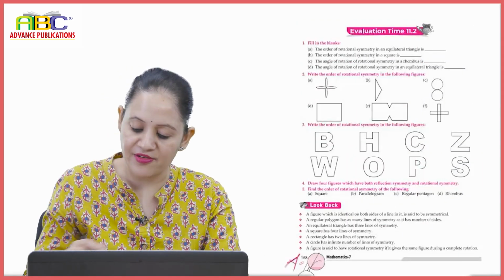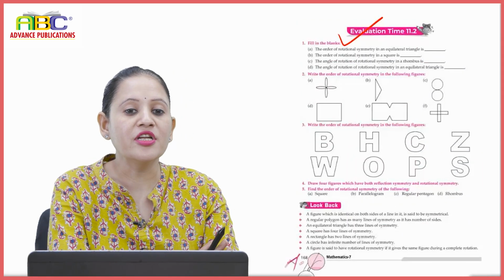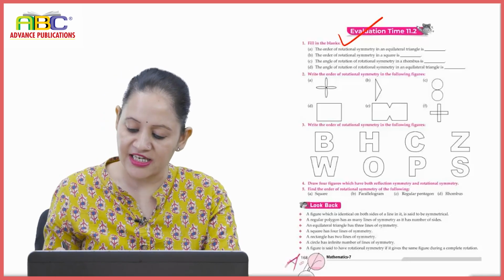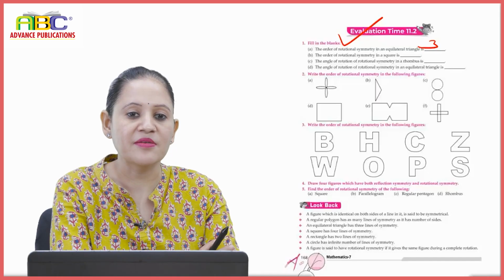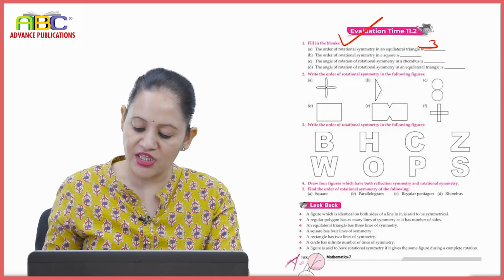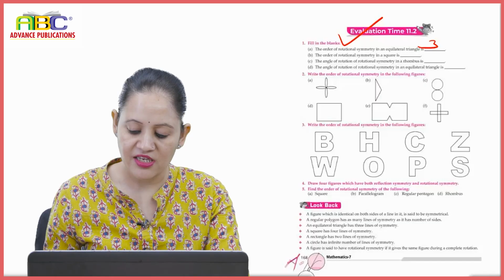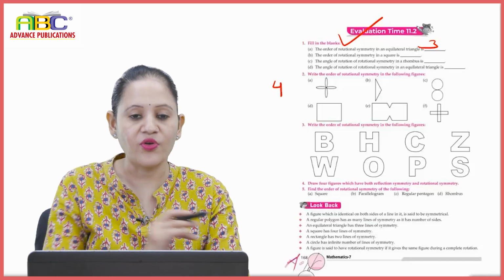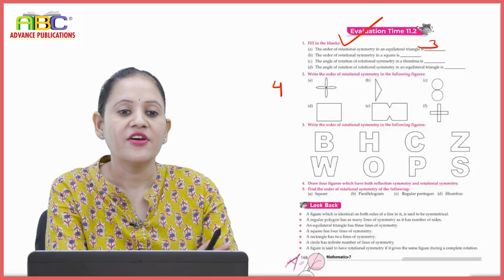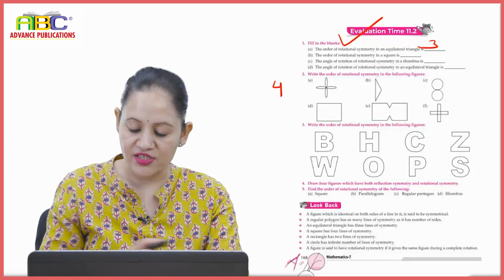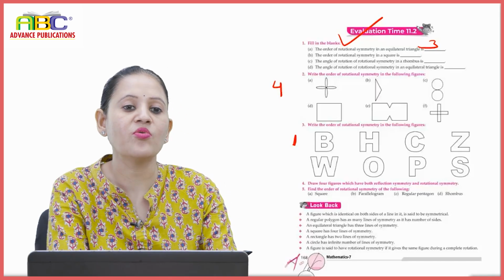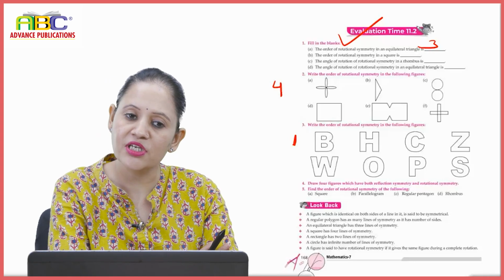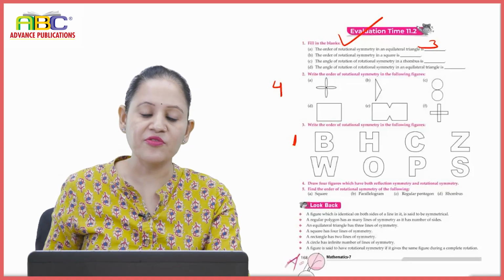Next is evaluation time 11.2. The order of rotational symmetry in an equilateral triangle is 3. Next, write the order of rotational symmetry in the following figure. So, in this figure, the order of rotational symmetry is 4. Next, write the order of rotational symmetry in the following figure. So, B has order 1 rotational symmetry because only once in the complete rotation it will come to its original position. Clear? So these questions you will practice.